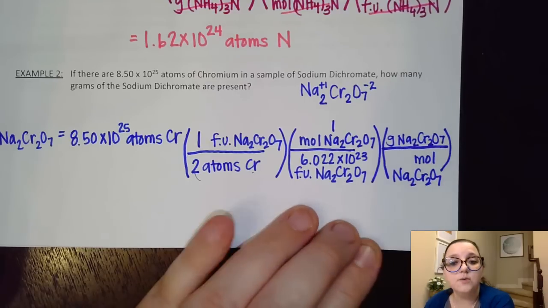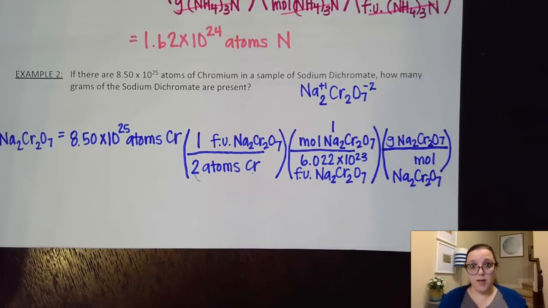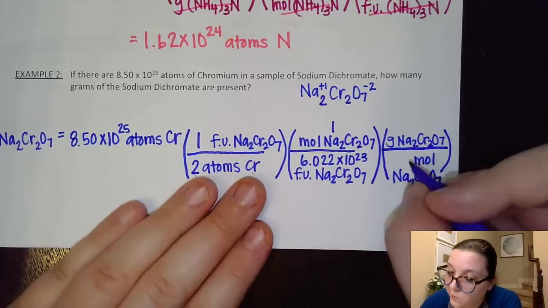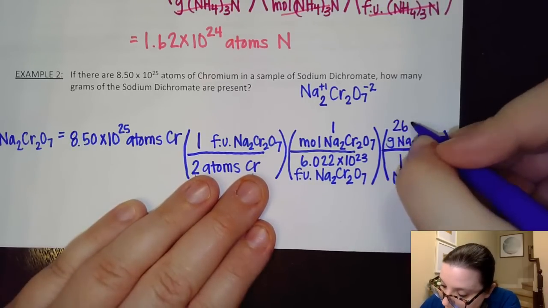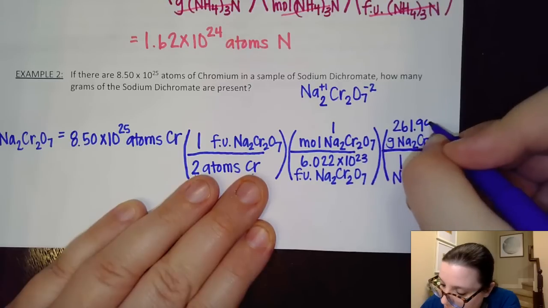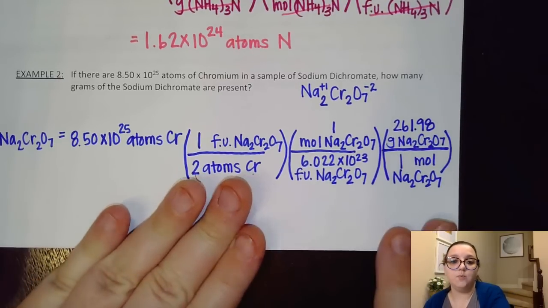All right, so this is where I would utilize our molar mass. I already have the molar mass calculated. It is 261.98 for this compound. If I'm thinking about where it would go, as a reminder, 1 goes with moles, so that 261.98 needs to go on top with the grams.